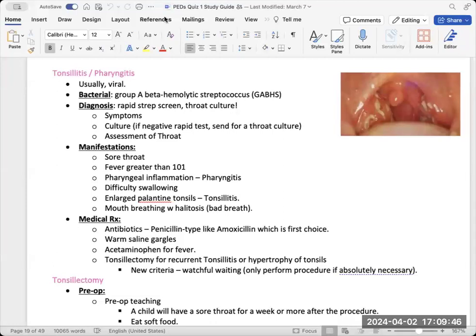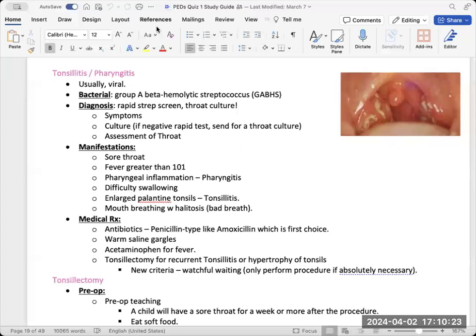And swelling would lead to difficulty swallowing, because if it's all swollen, it could hurt and decrease the ease of swallowing. They could even have enlarged palatine tonsils, which is typically what you'll see in tonsillitis. Like I said, tonsillitis and pharyngitis depend on where it's located, but they can be used interchangeably. With pharyngitis, it's the inflammation of the pharynx, but all the other symptoms are the same, whereas tonsillitis is inflammation of the tonsils, specifically the palatine tonsils.